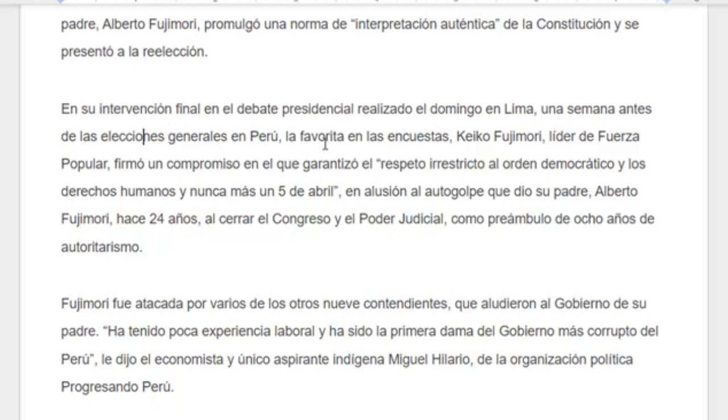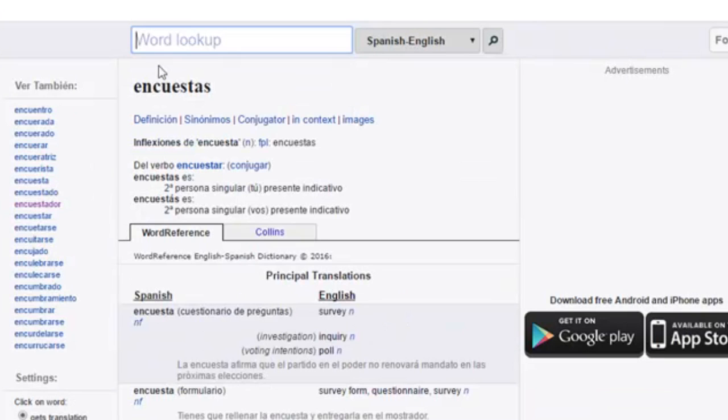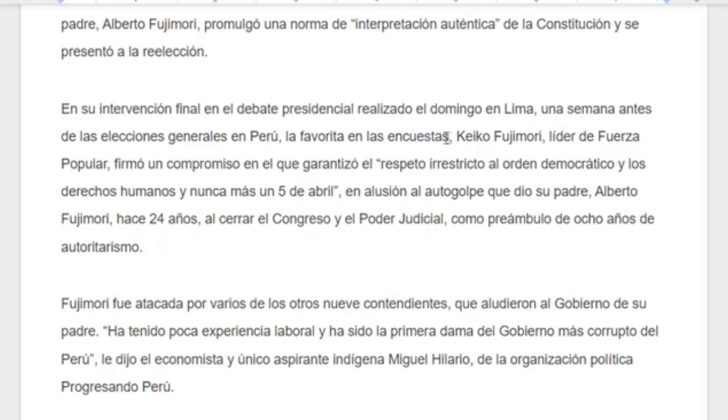La favorita, the favorite, en las encuestas. Encuestas, I don't know what encuestas is. Let's check out encuestas. Survey, poll. The favorite in the polls, Keiko Fujimori, líder de Fuerza Popular, leader of Popular Force. Popular Force is the name of her party.